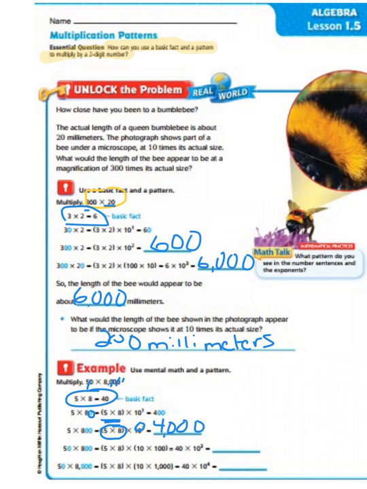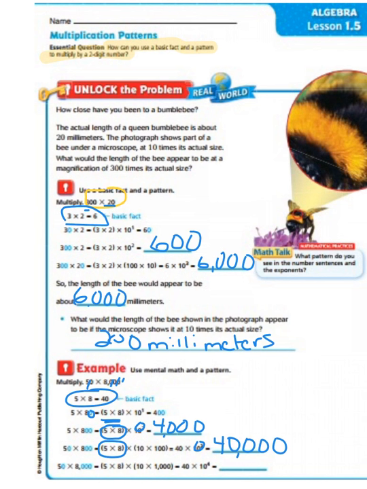Now, if we look at 50 times 8, we know that is our basic fact of 5 times 8 times 10 times 100 equals 40 times 10 to the third power, which is going to be our 40. And then our exponent is 3, so we're going to add 1, 2, 3 more zeros. So now we know it is 40,000.